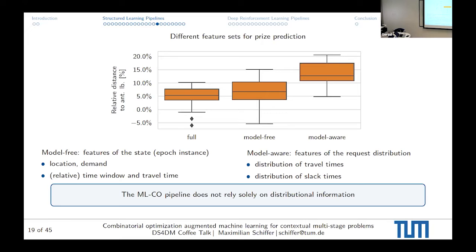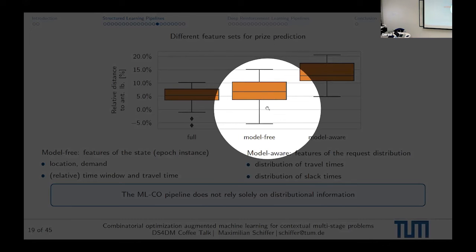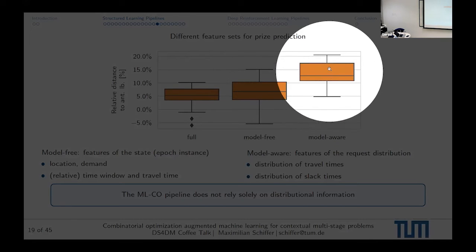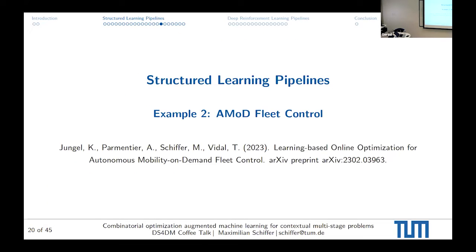And the nice thing is that you see those are the performances. This is the one we get when we use all the features. With only model-free features, we get close. With only model-aware features, we are somewhat further away. But we benefit from both, right? So it's not that we cooked up a pipeline that in the end learned distributional information and did well. We see a significant benefit from the model-free features, and those do not rely on distributional information, right? So that shows that we really learn some combinatorial aspects and dynamics in the problem that you could not retrieve just from a distribution approach. So this was one example.